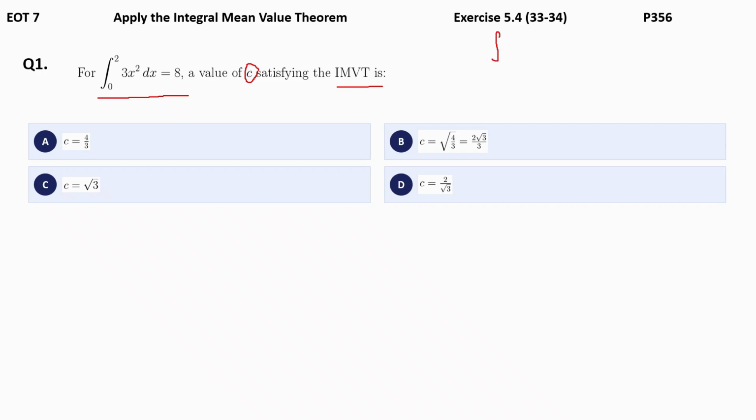What is the formula? f of c is nothing but 1 over b minus a, times the integral from a to b of f of x dx. You should know what is a and b. b is the upper limit and a is the lower limit.